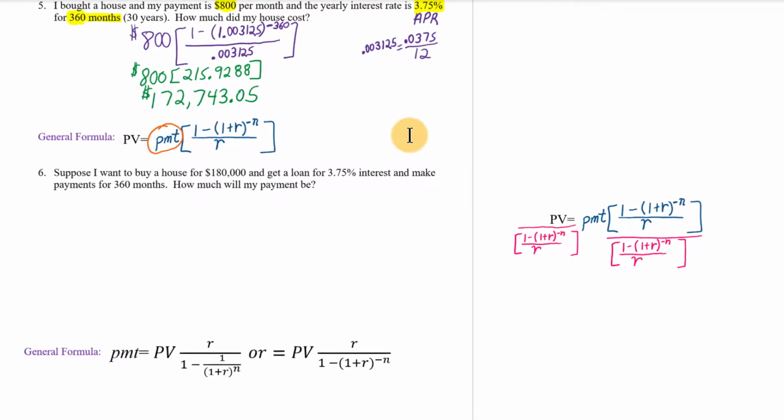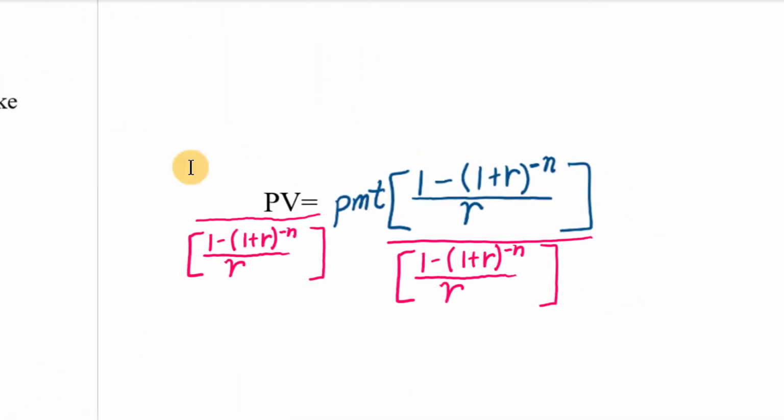So when we do that, all we want to do is just divide both sides of this equation by this present value interest factor of an annuity. And then on the right-hand side, these two will cancel, just leaving us with the payment. And then over here we have the present value, the value of the house, or how much money you want to borrow from the bank, divided by this present value interest factor of an annuity formula.